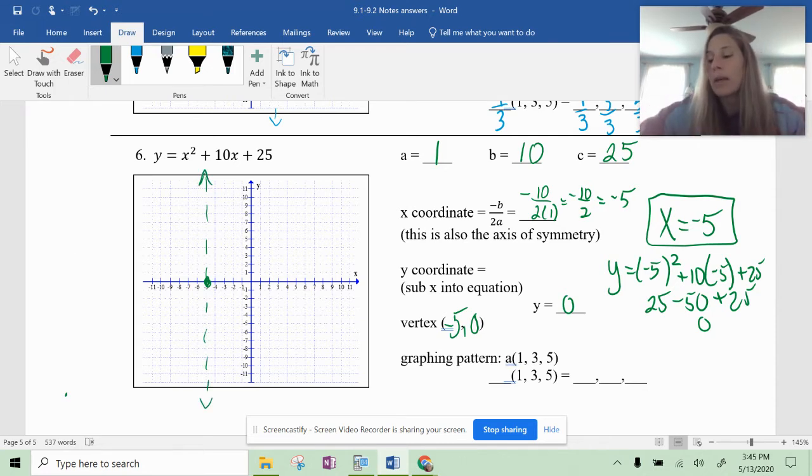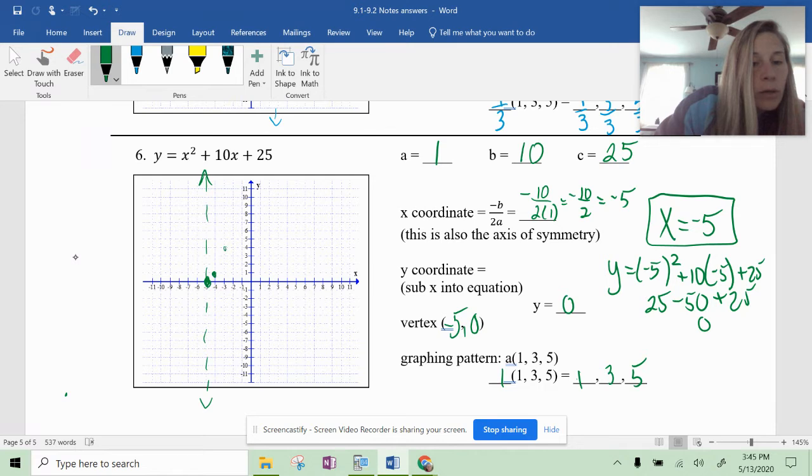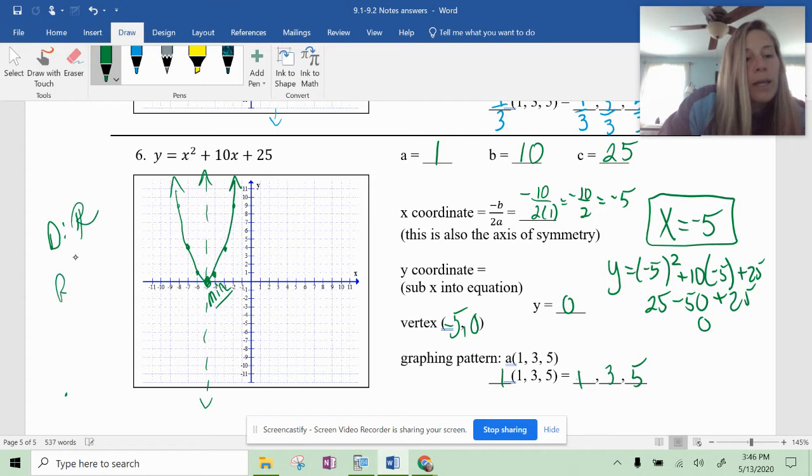And then we're going to use the graphing pattern, which is 1 times 1, 3, 5. So 1, 3, and 5. Up 1 over 1, up 1, 2, 3 over 1, and then up 1, 2, 3, 4, 5 over 1. And then there is your parabola. Now, of course, this time the vertex was a minimum. The domain, all real numbers, and the range, the y values are greater than the 0 from our vertex.